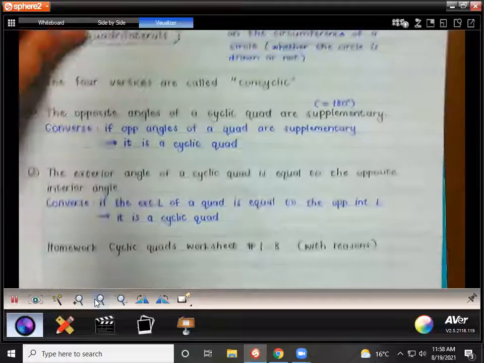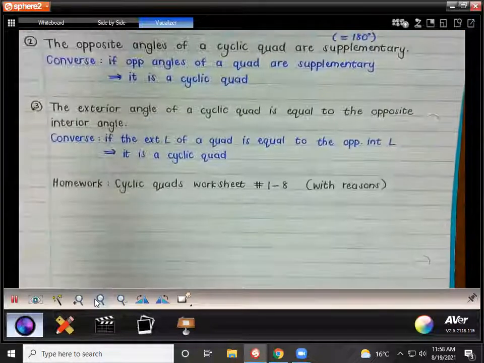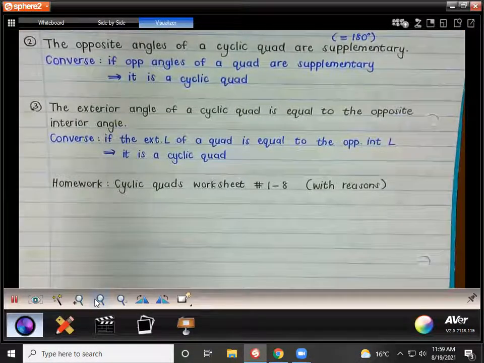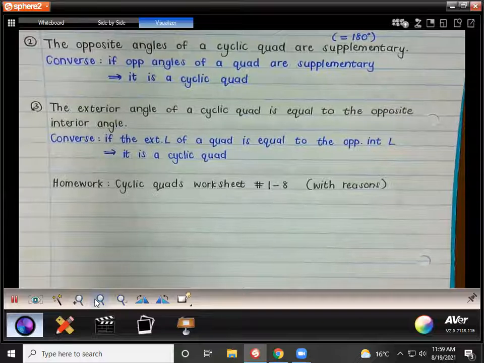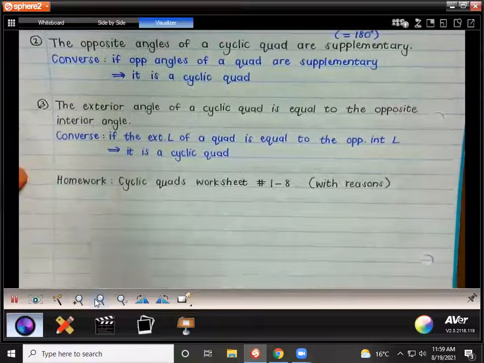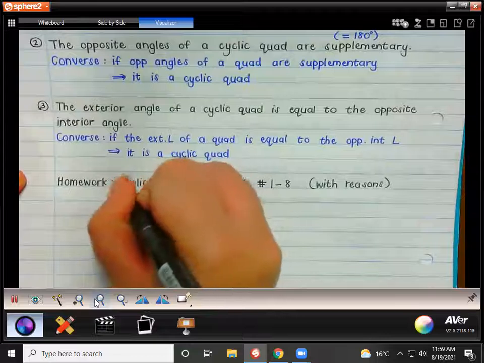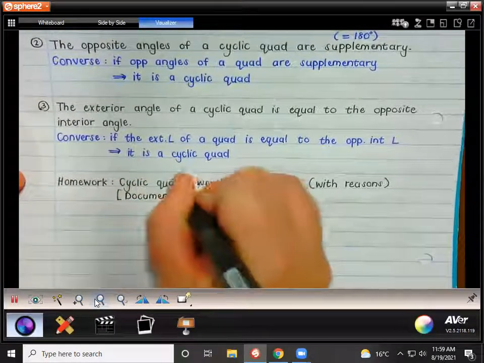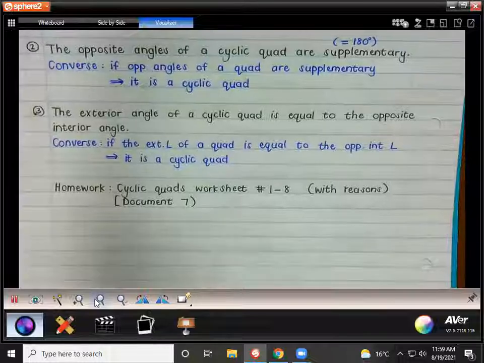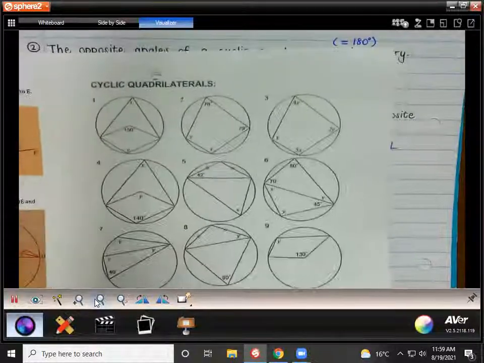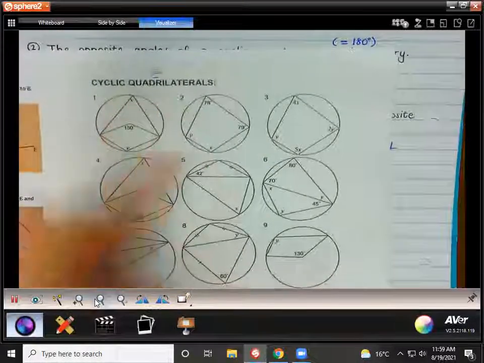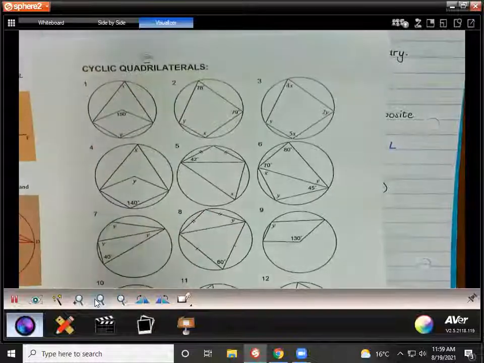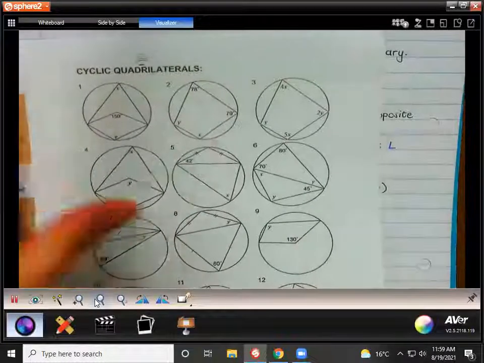That is your homework as well. Cyclic quads worksheet numbers 1 to 8 with reasons, please. The cyclic quads worksheet is in this note. So I'm just going to write here, it is in document 7 on the drive. It looks like this. So you're just going to have to scroll in that document until you find this worksheet. It's quite easy to see that it's the cyclic quad one. You're doing 1 to 8.